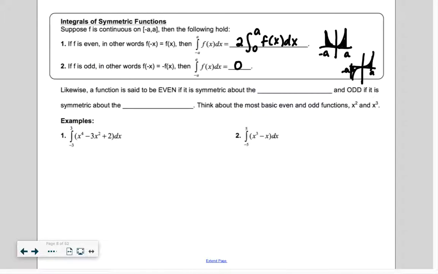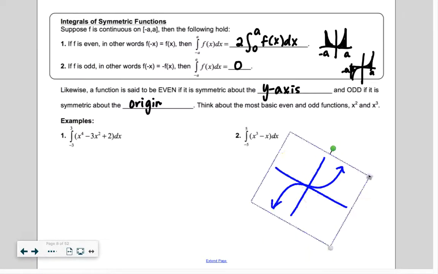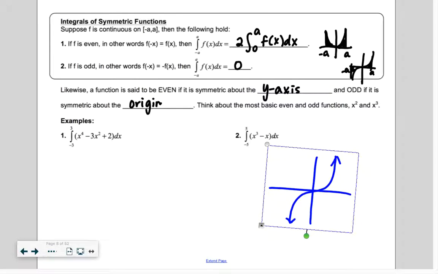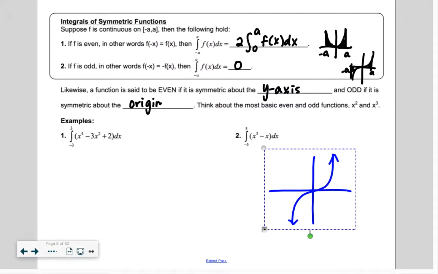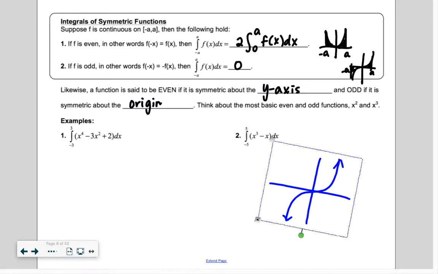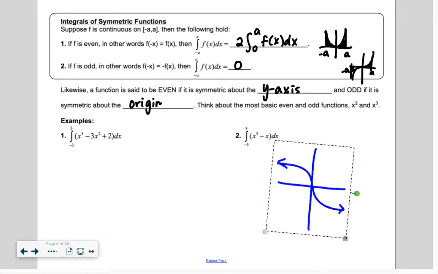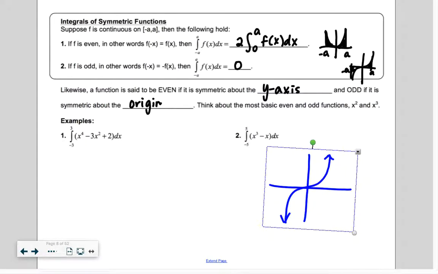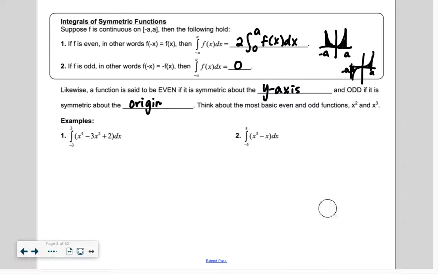So every even function is said to be symmetric around the y-axis, and every odd function is symmetric about the origin. I believe I've shown you that before. Like if you have x cubed and you rotate it 180 degrees, does that make sense? You get exactly the same graph. So if you rotate around, that's what it means to be symmetric across the origin. It means that you rotate it 180 degrees. It's like flipping twice, flipping for x and y.